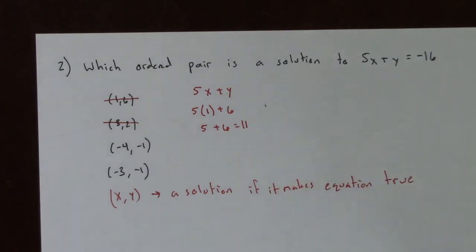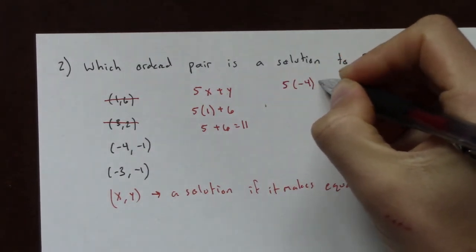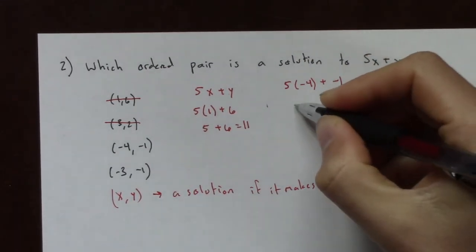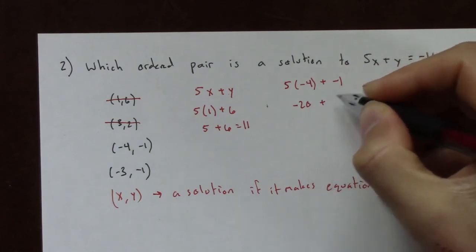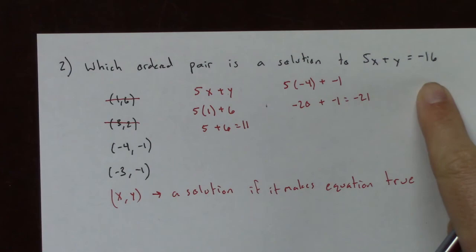I'm going to plug in my negative 4 and negative 1. So I've got 5 times negative 4. And then I'm going to add my y, which is a negative 1. 5 times a negative 4 is a negative 20. Adding a negative 1, that's a negative 21, so that doesn't match.